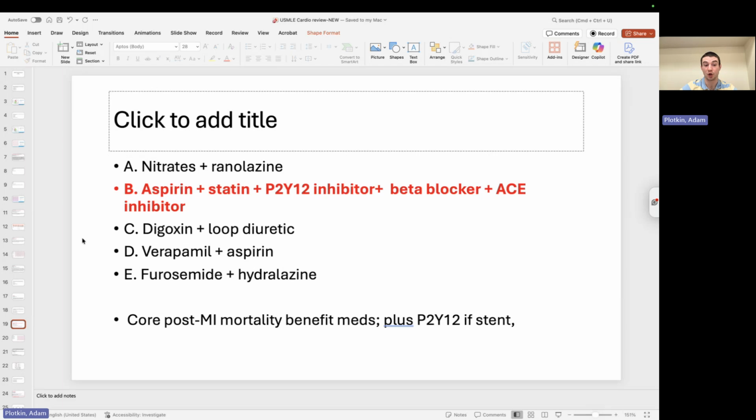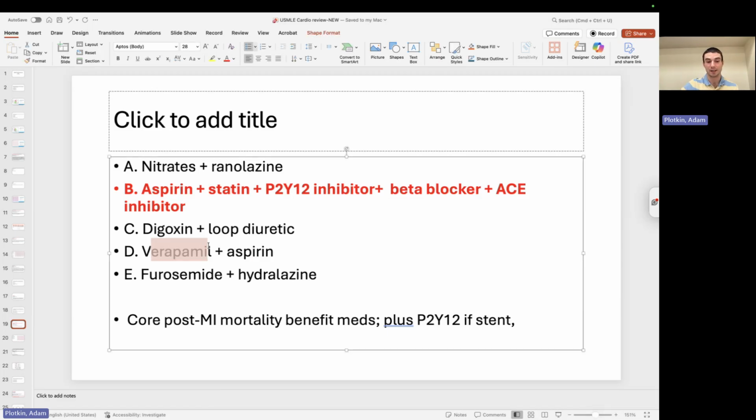Digoxin and loop diuretics are great for heart failure. They're good for symptomatic treatment. They do not have any mortality benefit. Verapamil is a non-dihydropyridine calcium channel blocker, right, to lower chronotropy and inotropy. Again, it can be used in a number of arrhythmias and for angina.